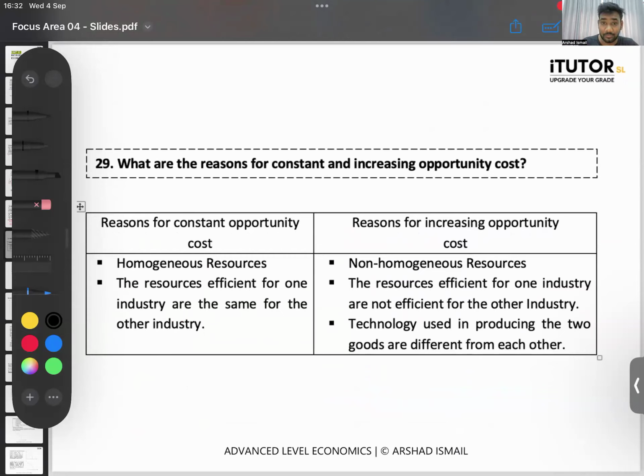Did my screen stop? No, no. Yes, you can see my screen, right? Yeah, I got a message saying the screen was stopped.